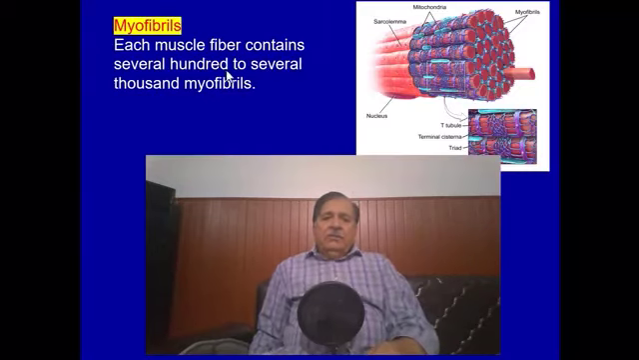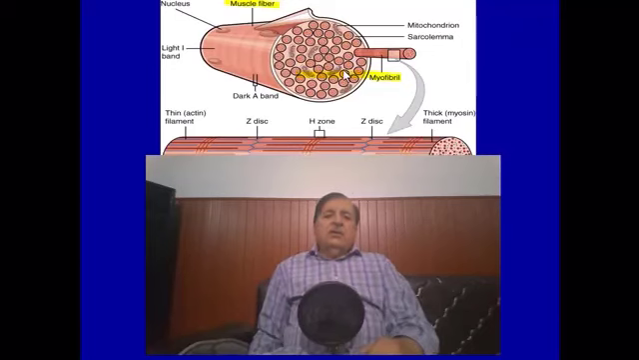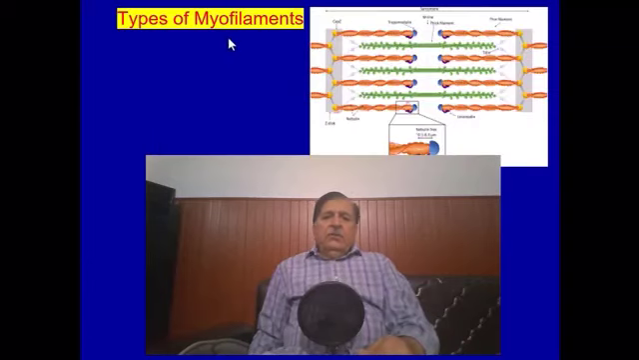Myofibrils: each muscle fiber contains several hundred to several thousand myofibrils. This is one myofibril, and this is the enlarged, clearer picture. You can see the myofibril inside the muscle fiber. So the muscle fiber consists of several hundred to several thousand myofibrils.